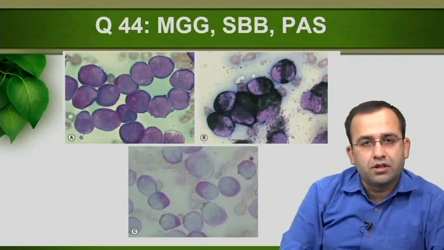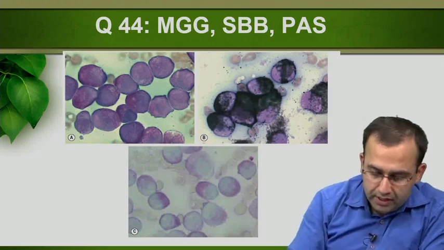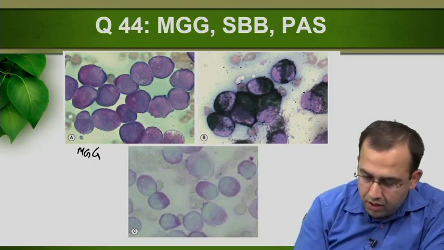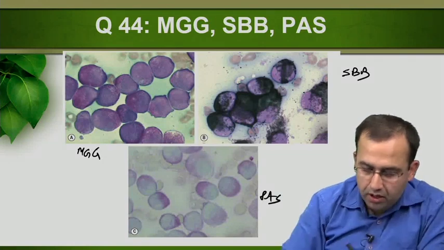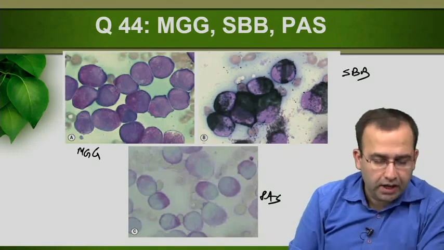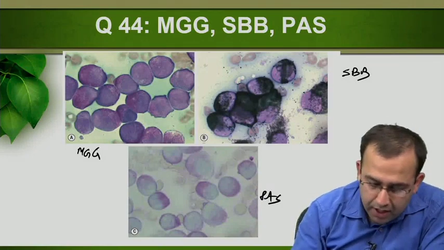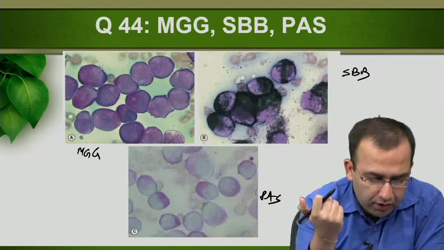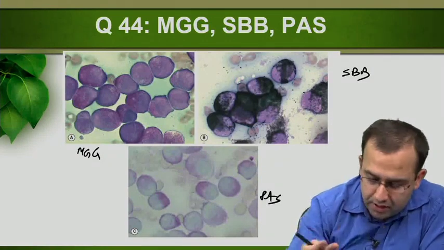Next, diagnosis. Answer: 3 stains, MGG, SBB and PAS. Diagnosis. Agreed. I have the first right answer, 878. You are very right. MGG, majority of you would not be knowing the full form. May-Grunwald Giemsa. Whatever the full form is, does not matter.